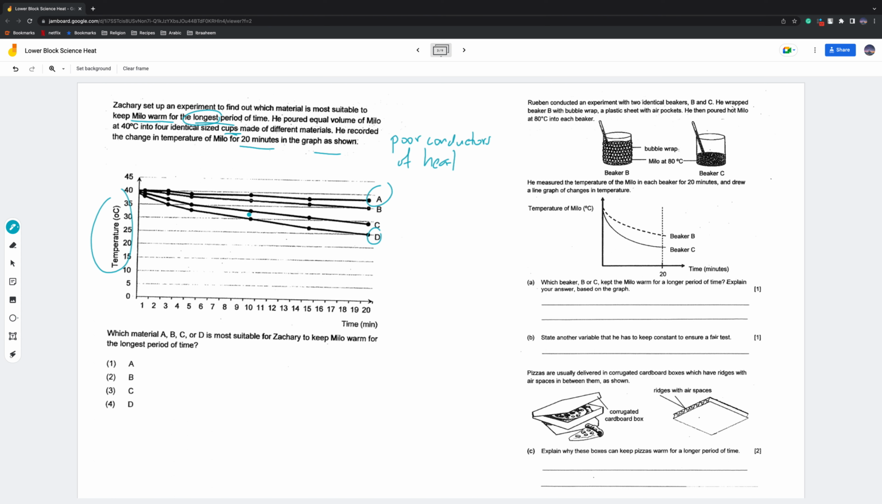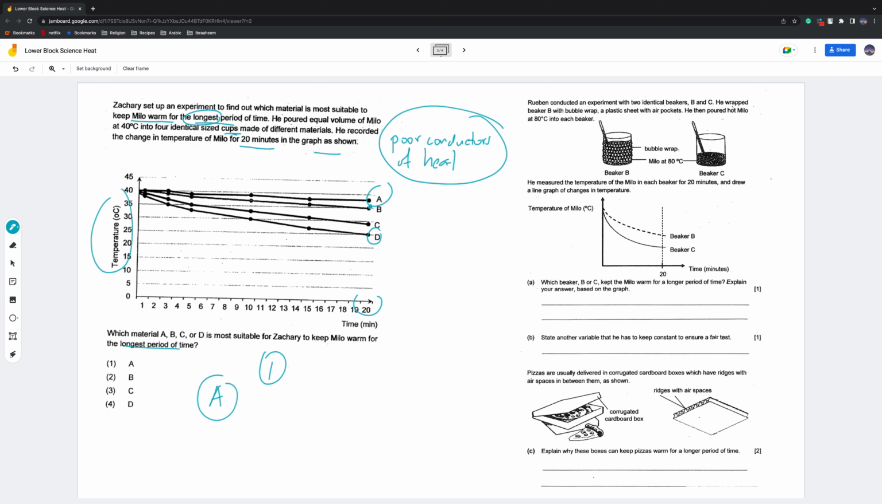Okay, so we know material A is the best to keep it warm for the longest period of time because the answer is just there. The temperature of Milo in cup A was the highest after 20 minutes. There you go. And if we were to choose, the option is 1. Don't say A. If they were to ask which material is the most suitable to keep Milo cold for the longest period of time, let's say this time they pour iced Milo, we will still choose A. Again, poor conductors of heat.